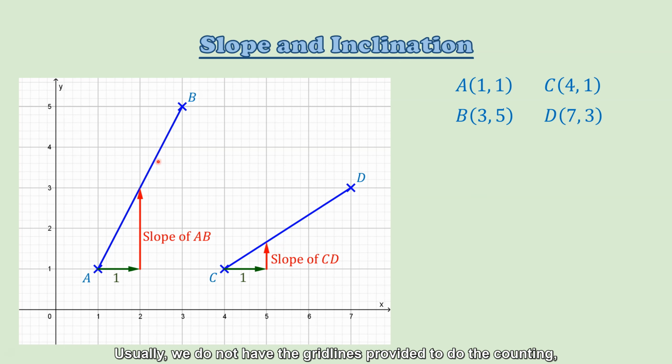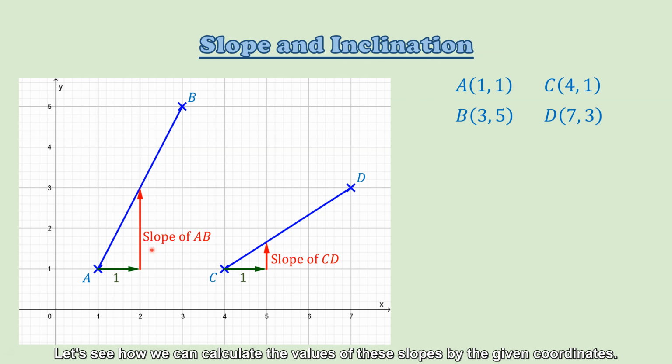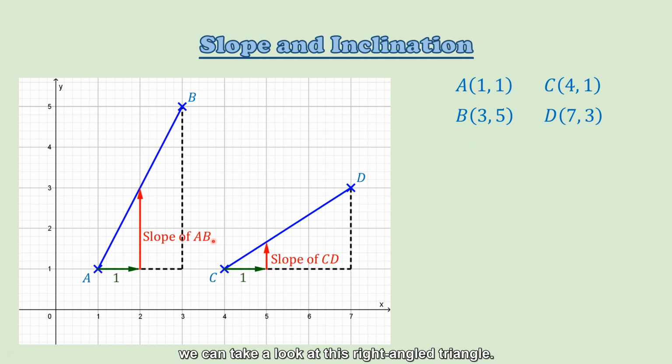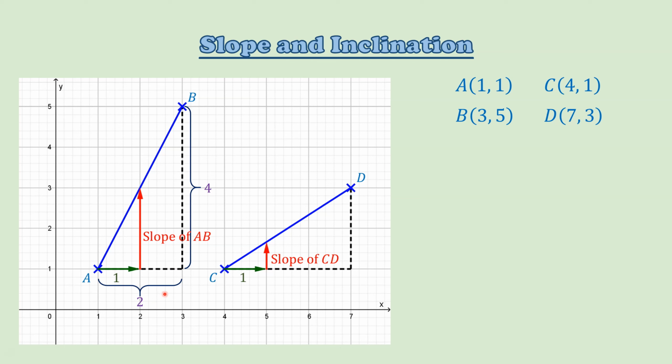Usually, we do not have the grid lines provided to do the counting, but instead we have the coordinates of the points. Let's see how we can calculate the values of these slopes by the given coordinates. To calculate the slope of AB, we can take a look at this right-angled triangle. The length here is 4 because that's 5 minus 1. And the length here is 2 because that's 3 minus 1.